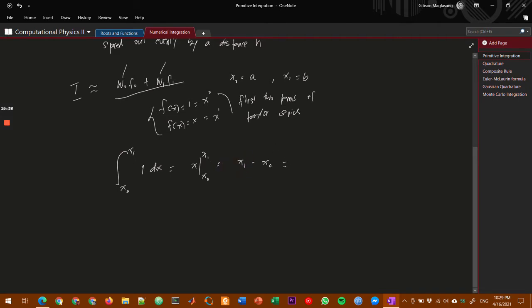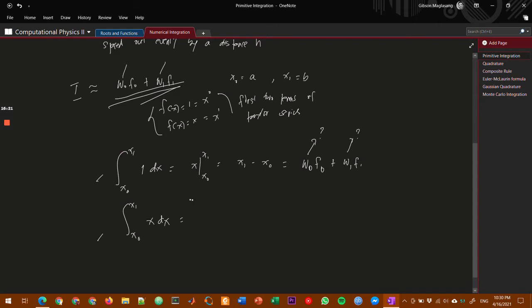And this is equated to the result, so we have w0 times f0 plus w1 f1. Next, another function is f of x equals x, so we have x dx. What are the values of our unknowns, w0 and w1, in such a way that they satisfy this? These are the first two simple polynomial functions.